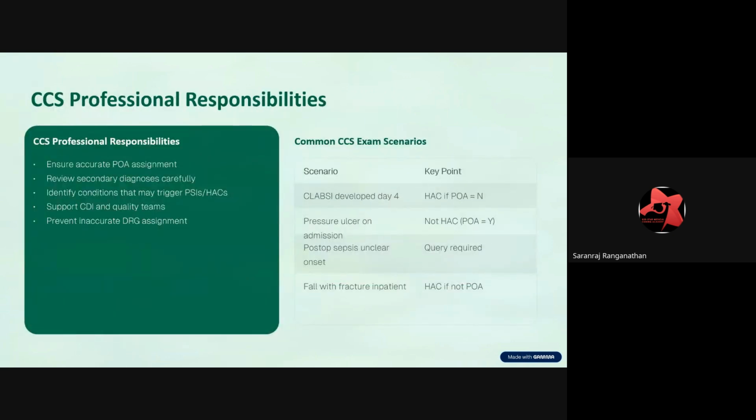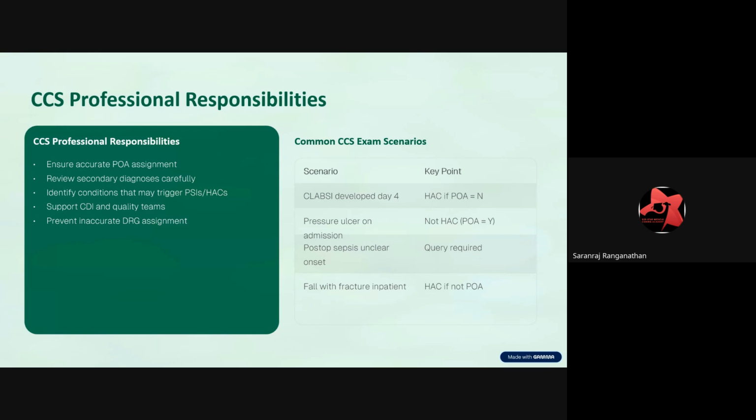Coming to the next one, I provided some general examples. As I told, ensure accurate POA assignment. That is very, very important. Review the secondary diagnosis carefully, identify conditions that may trigger PSI and hospital acquired conditions, then support CDI, which means clinical documentation integrity, and quality teams, and prevent inaccurate DRG grouping. That is also very important. DRG grouping comes under CC or MCC, which we'll discuss further.